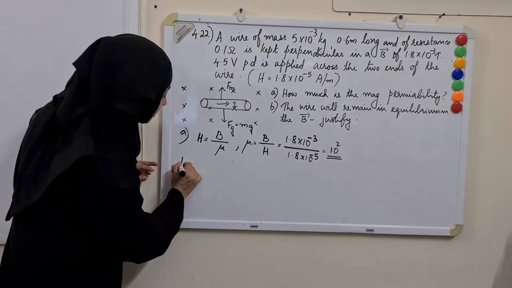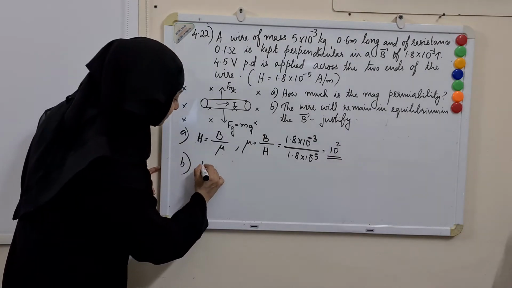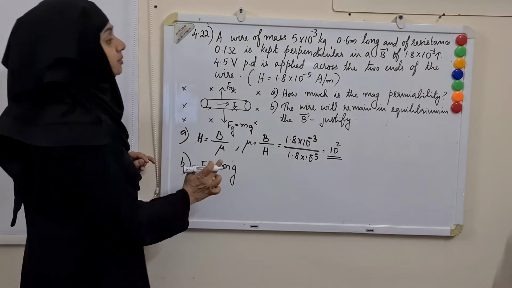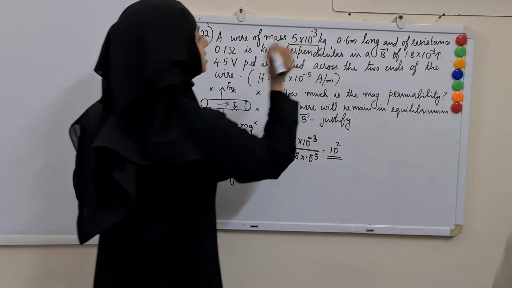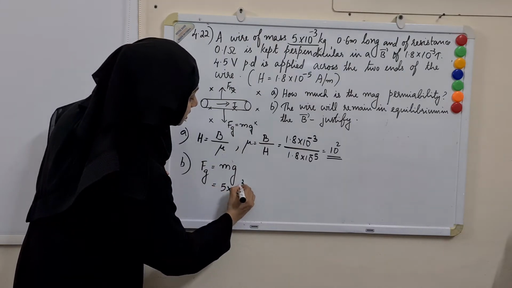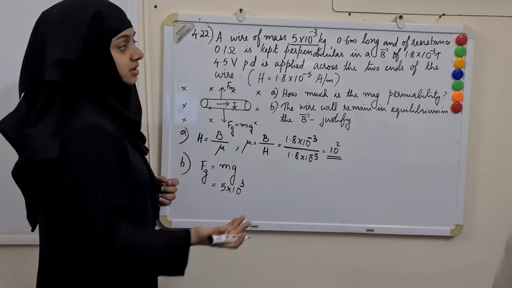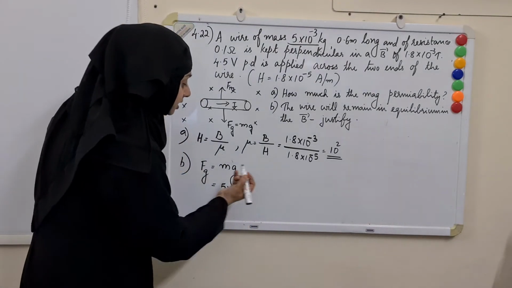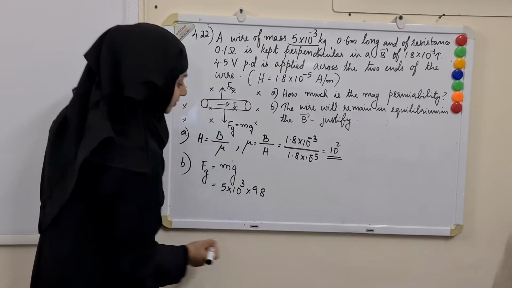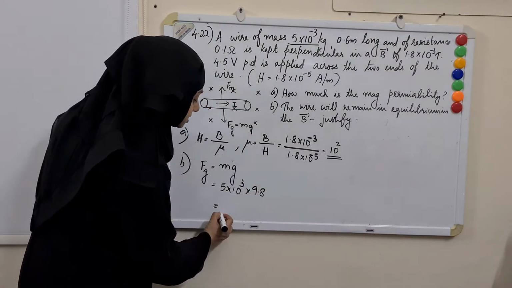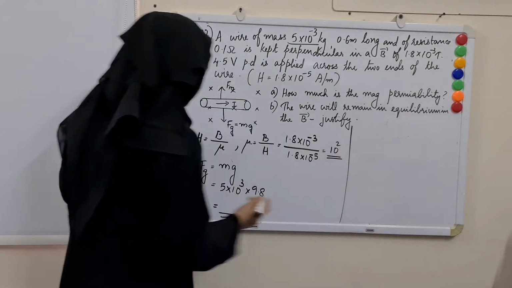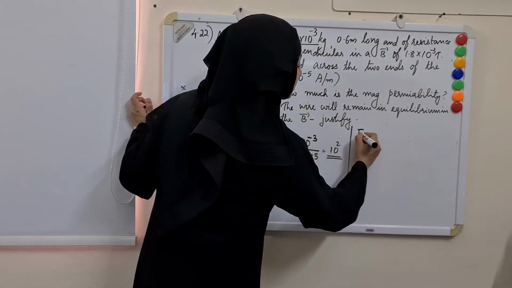So B part. How will you find Fg? Fg is equal to m into g. M is mass. Mass of the wire is given, is equal to 5 into 10 raised to minus 3 kilogram. And g is acceleration due to gravity, which is a constant. We know the value, it's 9.8. So you can calculate this value, and then we have to find the force due to the magnetic field.